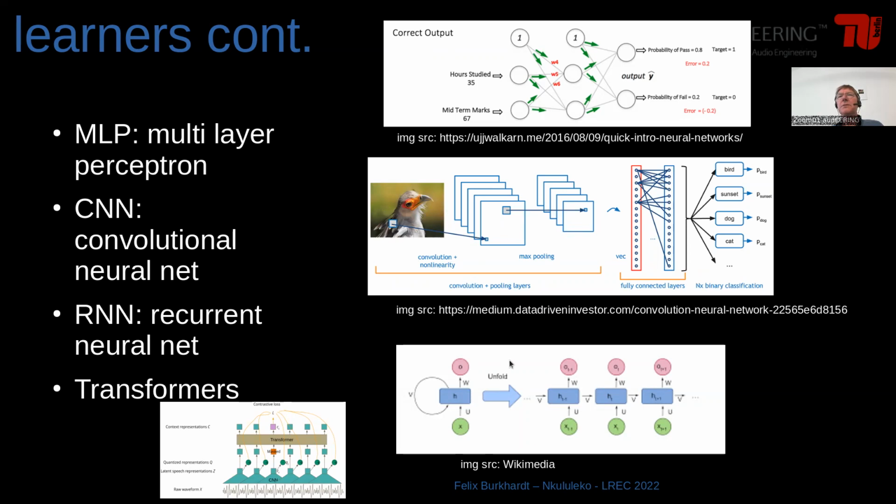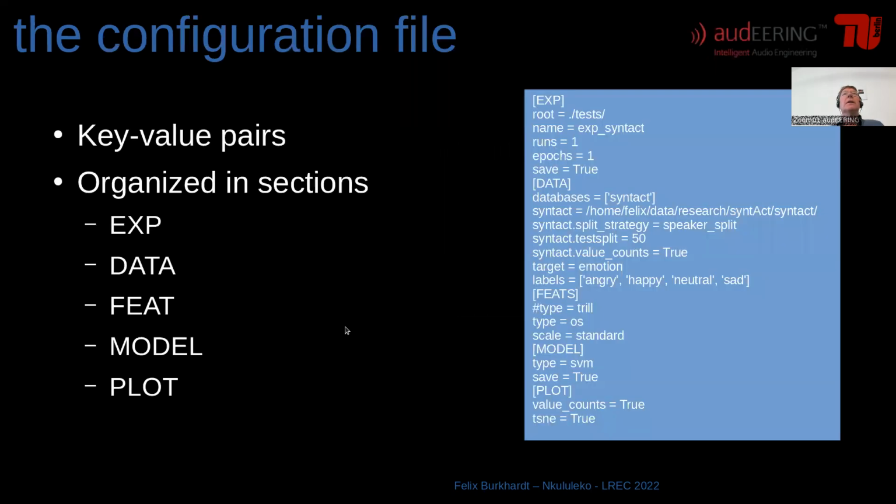Recurrent neural networks are good for time series, which speech and audio obviously is, right? So it unfolds over time. And I already mentioned transformers earlier. So this is supported. Not everything yet, but it will be in the hopefully near future. And at least these transformers are integrated via Hugging Face models, and multi-layer perceptrons are already there.